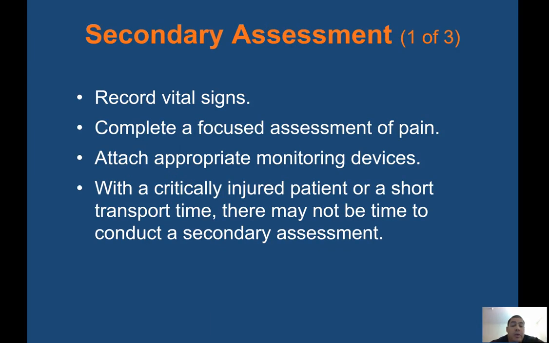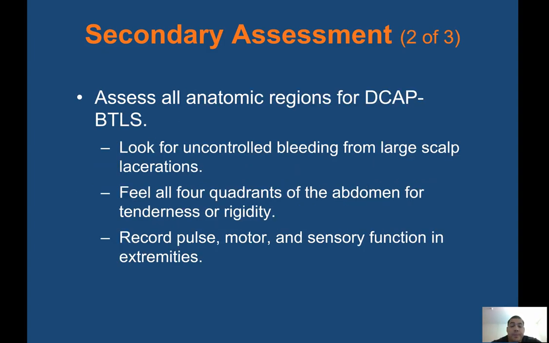Secondary assessment: record vital signs. Complete a focused assessment of pain. Attach appropriate monitoring devices. With the critically injured patient or a short transport time, there may not be time to conduct a secondary assessment. Make sure your ABCs are good. Make sure the patient has an airway. Make sure they're breathing. Make sure they're having good circulation. You may not have time to get to everything. If the patient needs to go to the hospital, it's going to be a load and go. Make sure their ABCs are good.